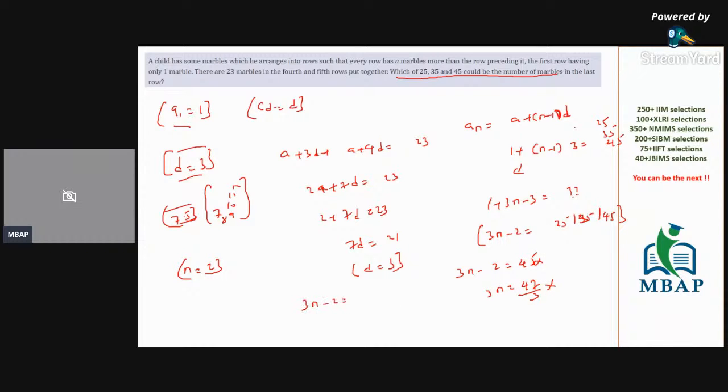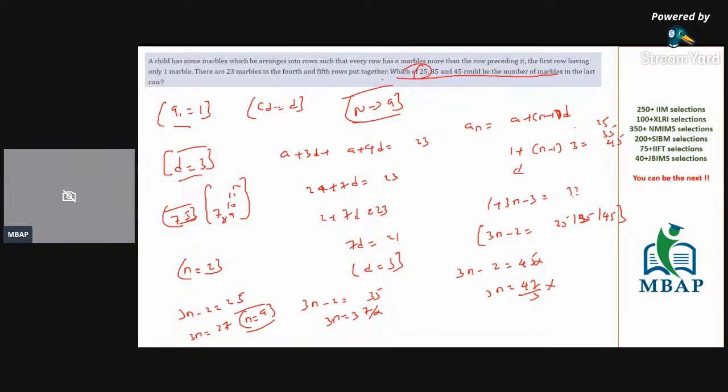If I consider 3n minus 2 as 35, 3n will be 37. N is not a multiple of 3. So the only option left is 3n minus 2 is 25. 3n will be 27 and the value of n is going to be an integer value, 9. Hence, we got the integer value 9 for the last row number, which came out to be on 25.